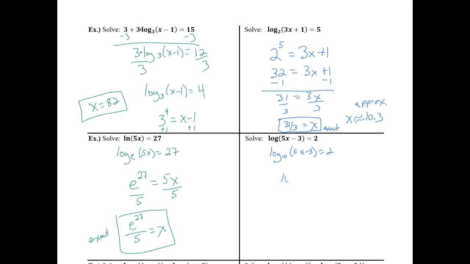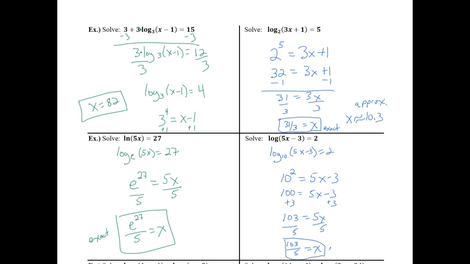So the base is 10. Logs equal exponents. So the exponent will be 2 equals 5x minus 3. I'm going to simplify. 10 squared is 100. I want to get x alone, so I add 3 to both sides. This is now 103 equals 5x. Lastly, divide by 5. So the exact answer would be 103 divided by 5.